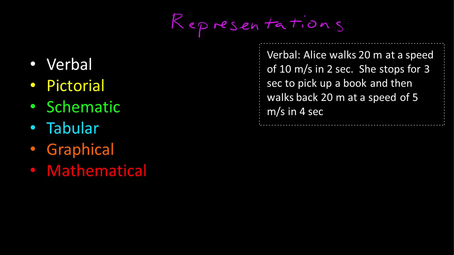Alice walks 20 meters at a speed of 10 meters per second in 2 seconds. She stops for 3 seconds to pick up a book, and then walks back 20 meters at a speed of 5 meters per second in 4 seconds. So that's a verbal representation of an event.